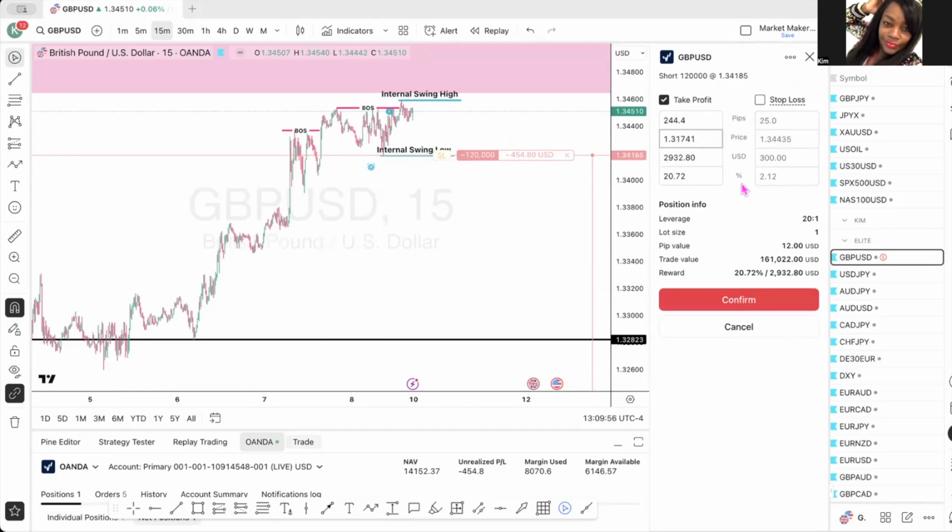So the 120,000 units is $12 a pip. Pip value is $12. So in lot size value, it would be a 1.2.